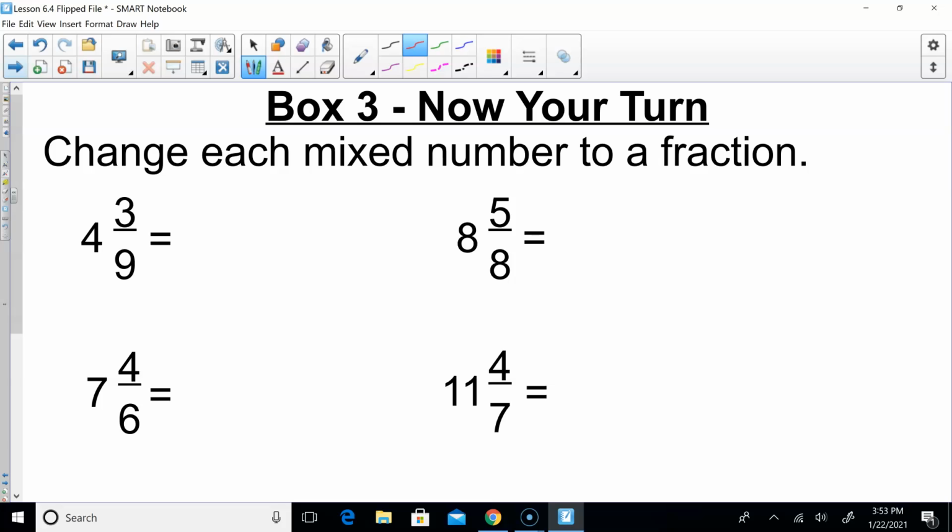And with that, here we go. We're going to change each mixed number to a fraction. You have 4 of them to do, so make sure you write the mixed number first, and then your answer to show that they are equal. Good luck.